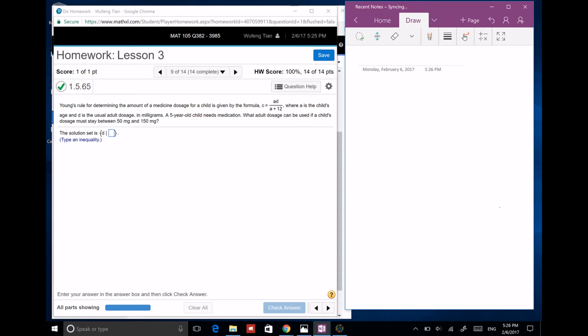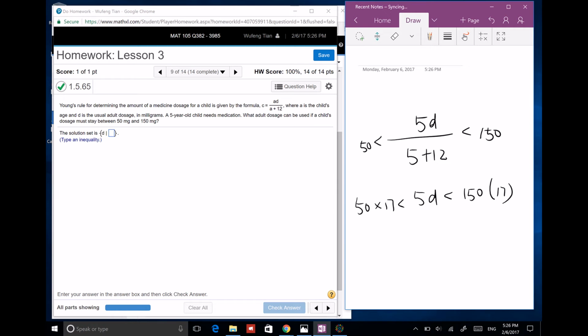Alright, this one, the age 5 needs medication. So now we're just plugging in 5: 50 is less than 5 plus 12d, which is less than or equal to 150. So solve for d. You got 5d, less than 150 multiplied by 17, because this is 17, right? You multiply everything by 17, so 50 multiplied by 17, and divide everything by 5. So d is less than 30, so it's 510 bigger than 170. Okay.